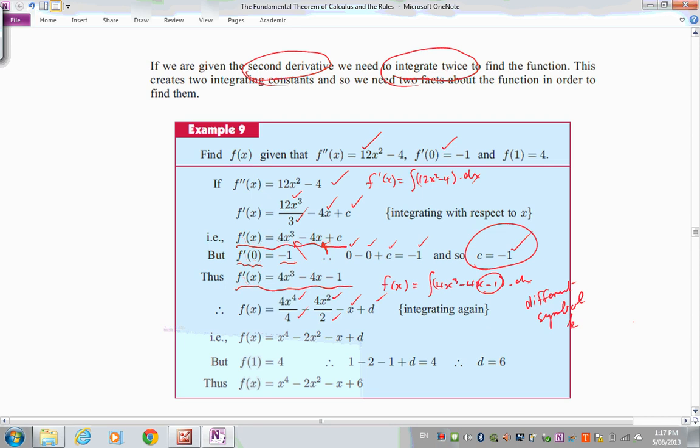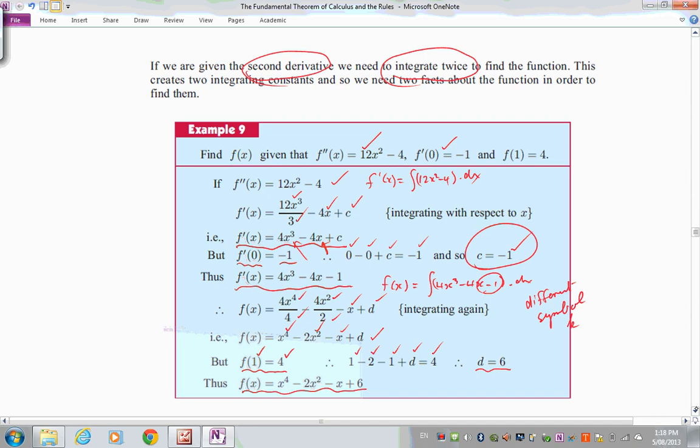Okay, so let's now simplify that. We get this, then substituting in the fact that when x is 1, the function was 4. So putting 1 in all the holes for x here, we get 1, take 2, take 1, plus d is 4. And if you add this up, adding 2 to both sides, d is 6. So the whole unique original function was that one. So given enough information, our integral does not have to produce a family. We can determine the actual functions.